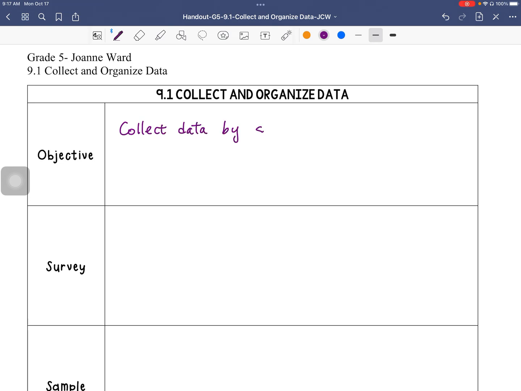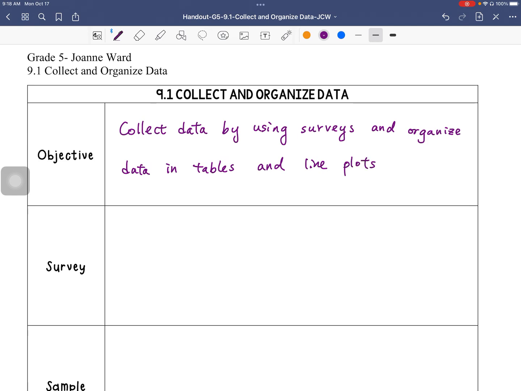by using surveys and organize data in tables and line plots. So first of all, I want to collect data by using surveys and then organize the data in tables and line plots. So basically we're trying to organize the data.